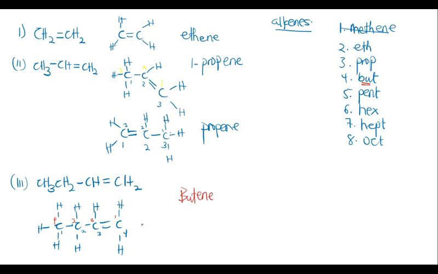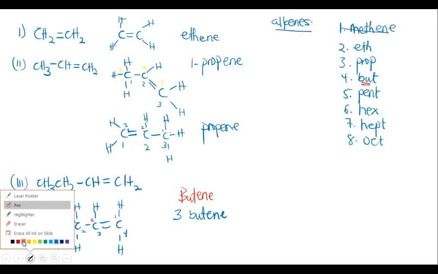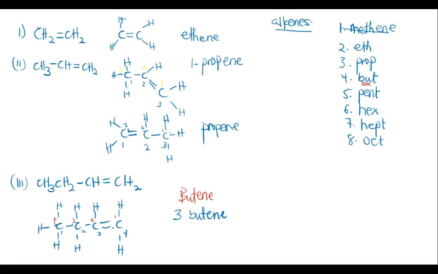Now we need to specify the position of the double bond. So this is where it gets interesting. We can see that if we use the blue counting, our double bond will be on carbon 3. So we are going to have 3-butene. But if we use the red counting, that is from here, our double bond will be on carbon 1. So we are going to get 1-butene. There is supposed to be a hyphen over here.